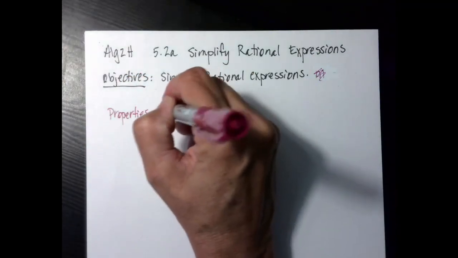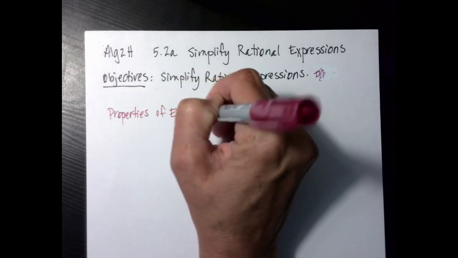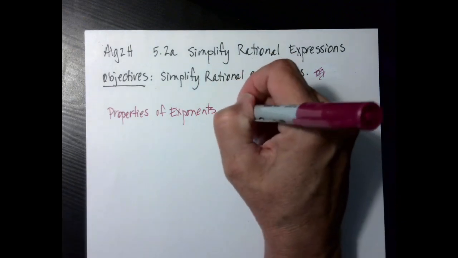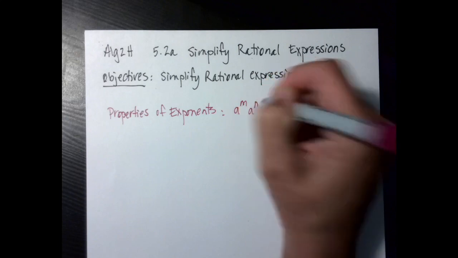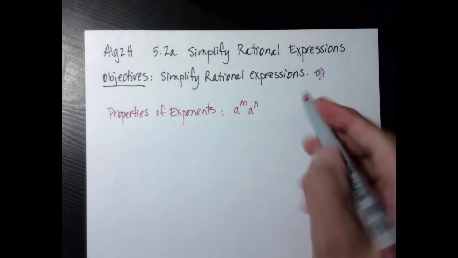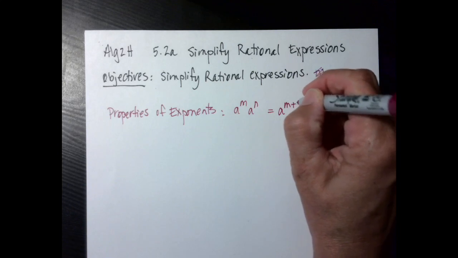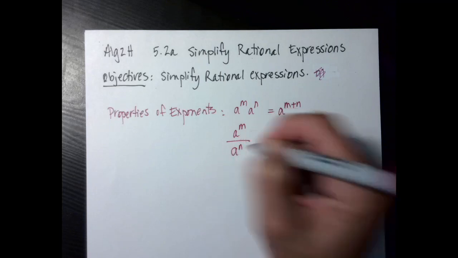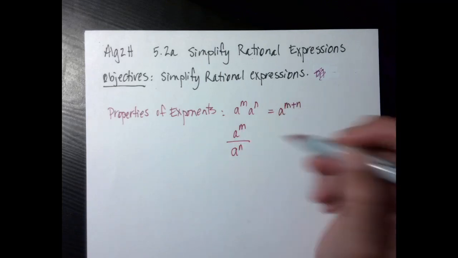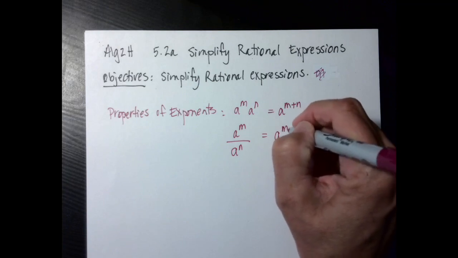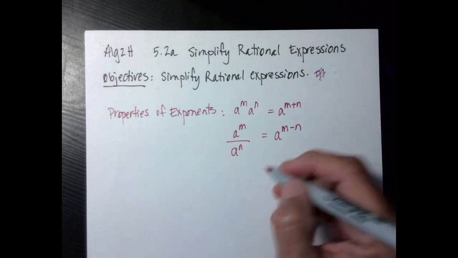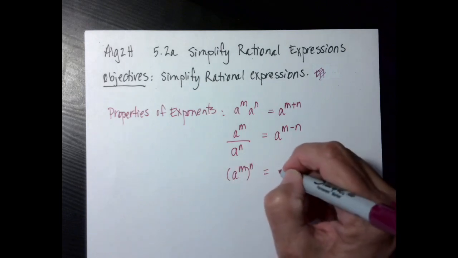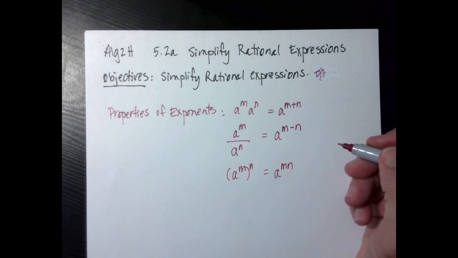So properties of exponents. I'm just going to draw a line through that. If I have a to the m times a to the n, notice that the bases are the same, then I'm going to add the exponents at the top. If I have a to the m divided by a to the n, again the bases are the same, I'm going to do a to the m minus n. And if I have a to the m raised to the n, a power to a power is going to be a to the m times n.